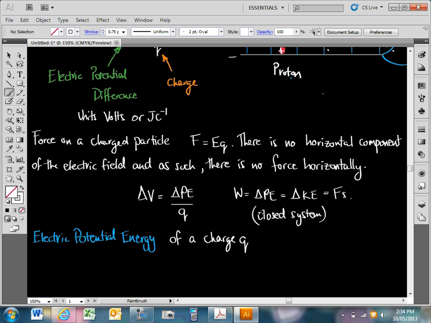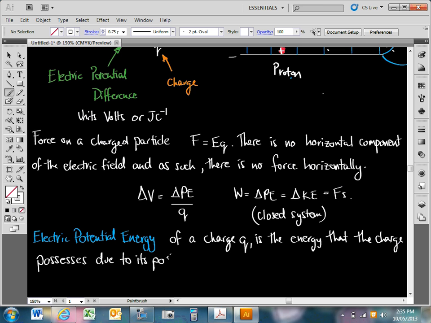The electric potential energy of a charge Q is the energy that the charge possesses, double S E S, is that right? Due to its position in an electric field. And that's analogous to a mass in a gravitational field, of course. Gravitational potential energy is the energy that a mass has by virtue of its position in that gravitational field.